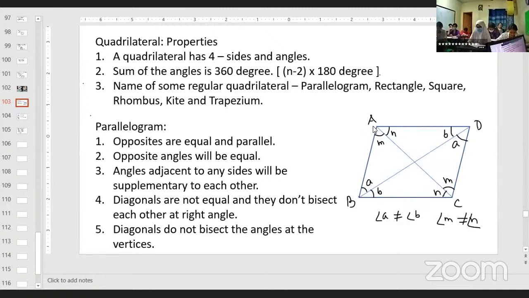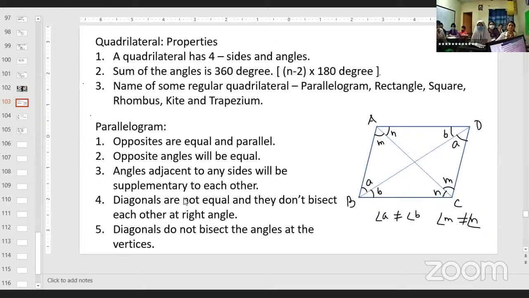Okay. So AB, as it is a parallelogram, the adjacent sides need not be equal. In a parallelogram only the opposite sides are equal, the adjacent sides are not equal, right? Opposite angles are equal.